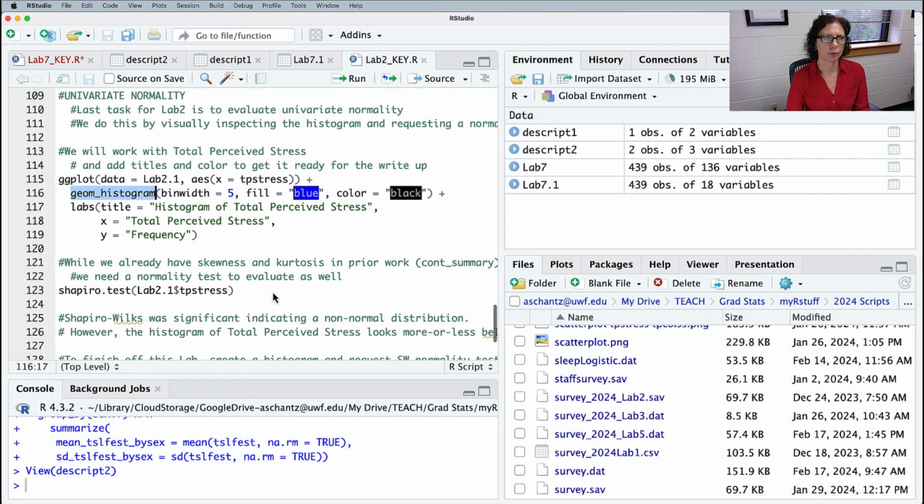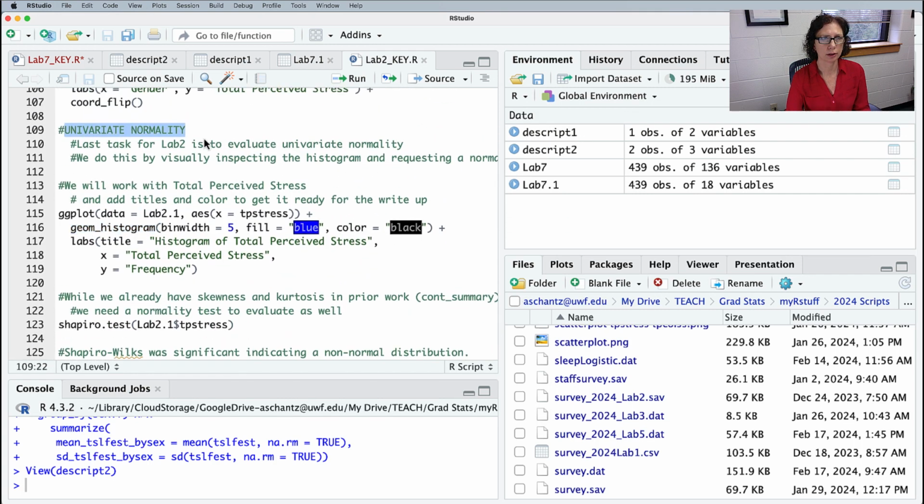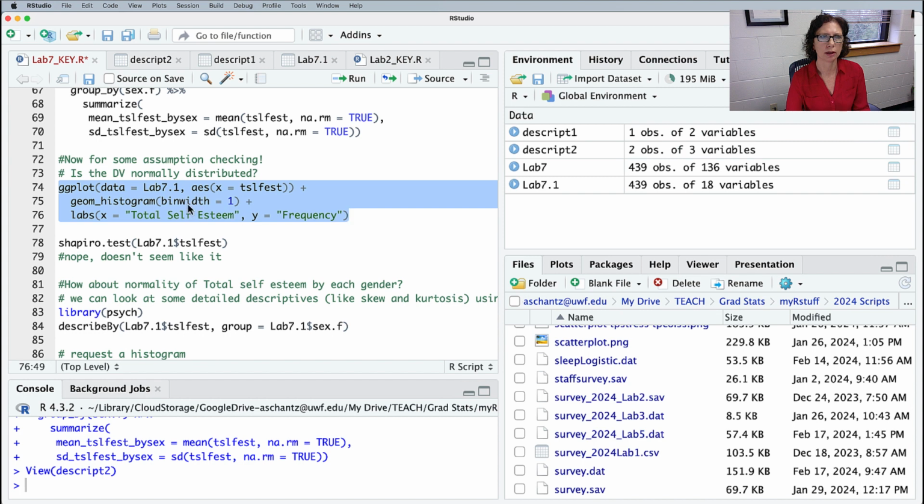The histogram, which is right where we were talking about univariate normality. So I could take just all of this, copy it into my lab that I'm currently on, or whatever script I'm currently working on, and then just adjust the things that need to be adjusted, like what item in the environment am I targeting, what variable am I targeting, and change the labels so that they match what I want to do.